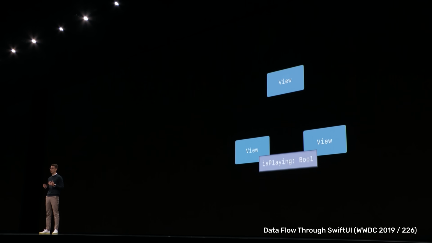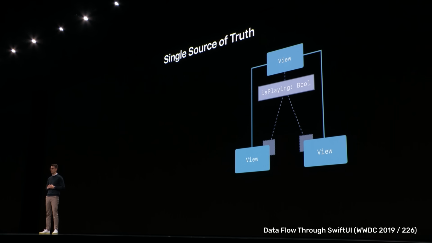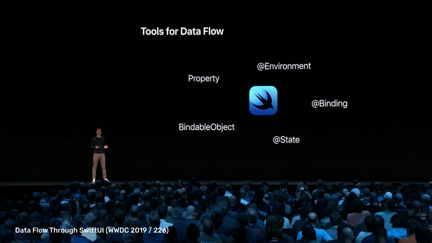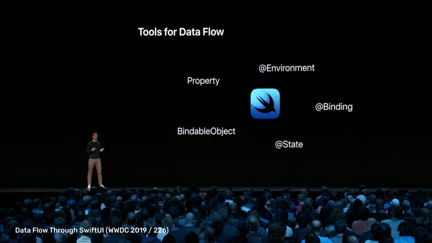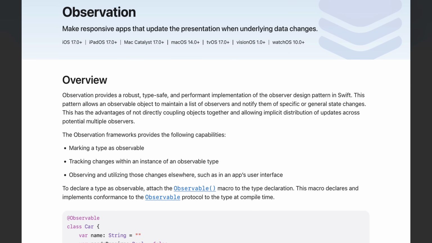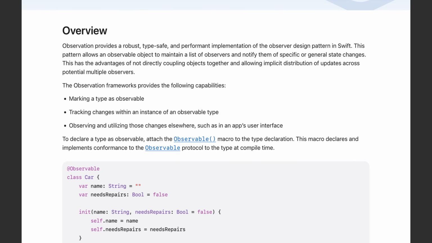One of the biggest pain points that continues to bother senior engineers, myself included, is the data flow. On paper, the single source of truth sounds like a dream. In practice, the reality is a confusing mess of property wrappers, macros, and ever-changing supporting frameworks. We started with state, binding, and observed objects. Then Apple realized the performance was disastrous, and SwiftUI was re-rendering views all the time. That's when it introduced the observation framework and the observable macro.